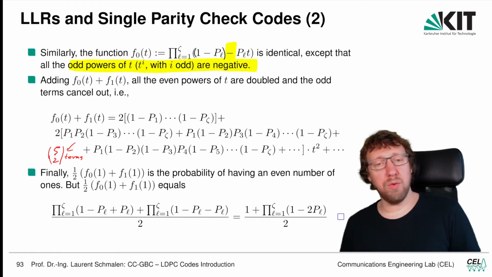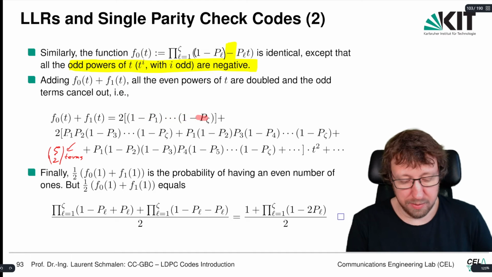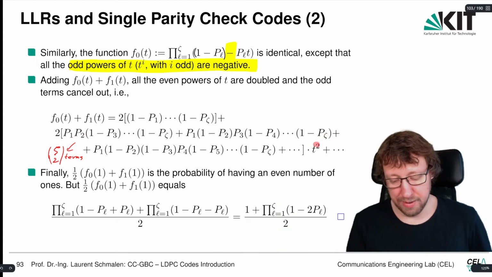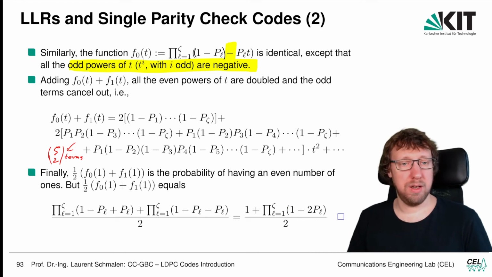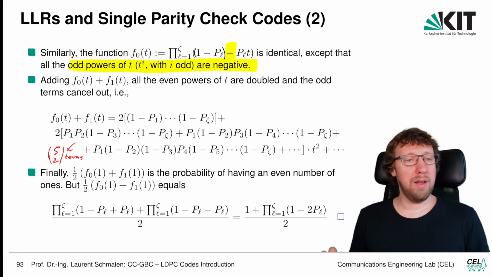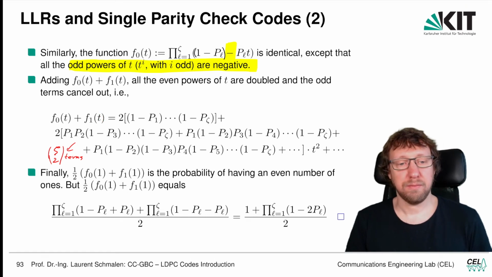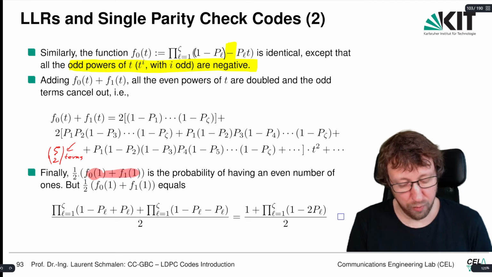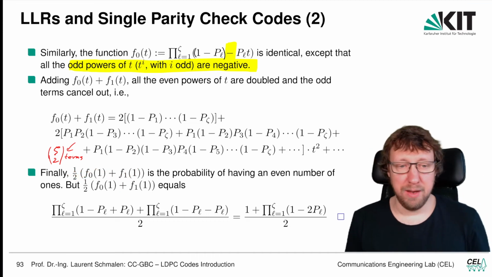So now, how do we get the probability that we have an even number of ones? This is the probability to have 0 ones plus the probability that we have 2 ones plus the probability that we have 4 ones, which is assigned to t to the power 4. So we need to add those coefficients. How can we do this? Well, we need to get rid of the t somehow. We just evaluate this polynomial for t equals 1. So this is f0 of 1 plus f1 of 1, times 1/2, because we have this factor of 2, gives the probability of having an even number of ones.